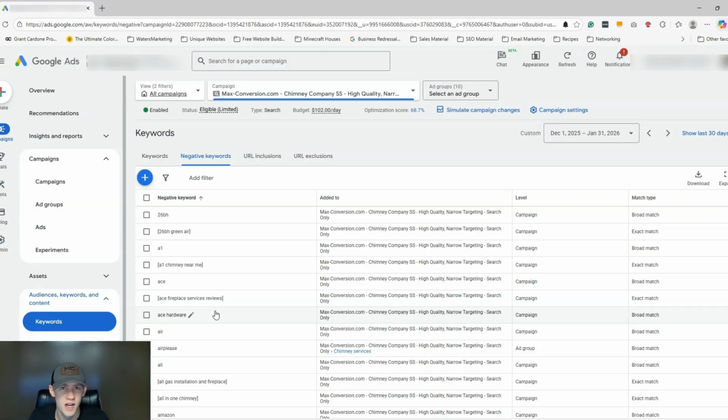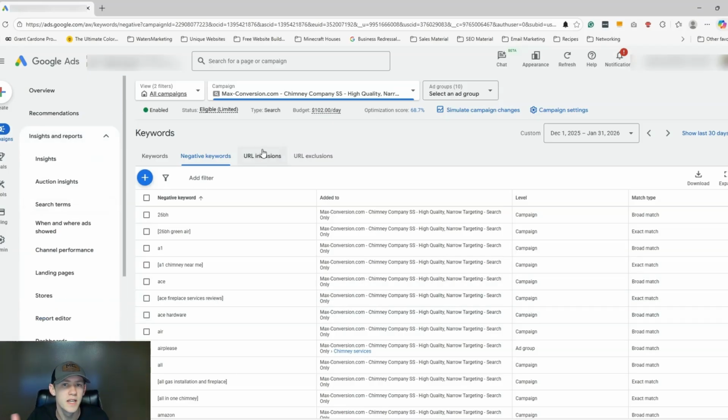We've dialed it in over time. So this is going to be very, very important. If you guys are running a campaign and wondering why it is not performing or what's going on, you want to check that. You want to check the search terms report and make sure you're consistently adding negative keywords.